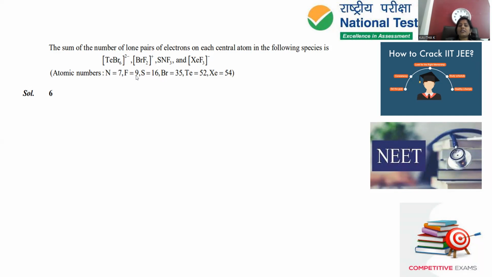For our convenience, the data is provided. Nitrogen atomic number is given as 7, fluorine is 9, sulfur is 16, bromine is 35, tellurium is 52, xenon is 54. If these are the atomic numbers, you can go for their number of lone pairs of electrons. So the answer is expected to be 6. We have to see how to calculate this 6.